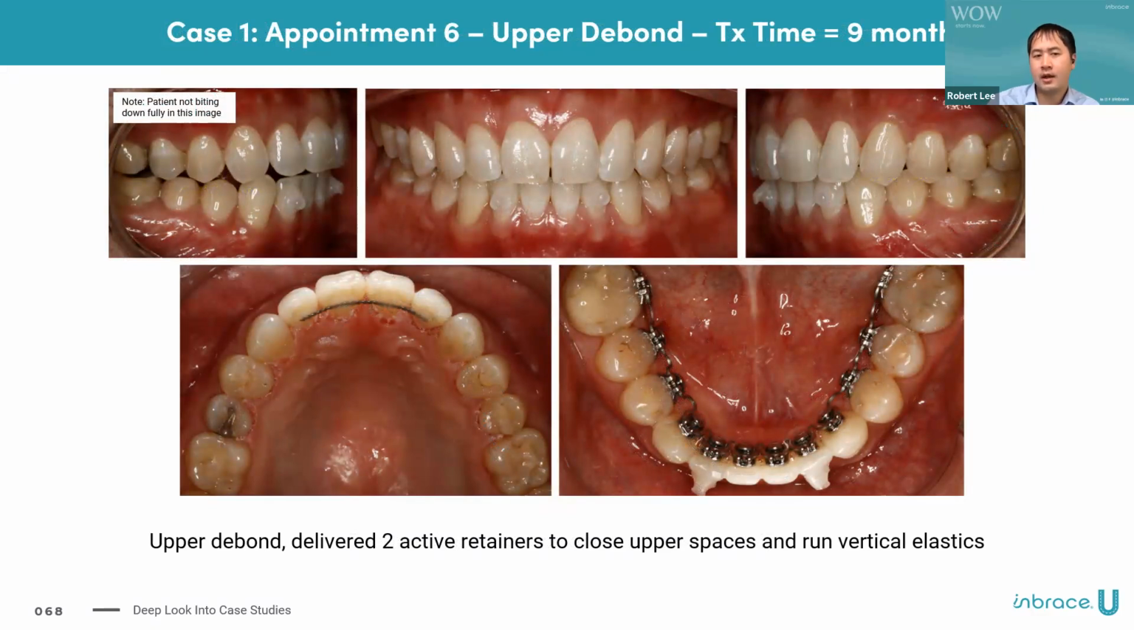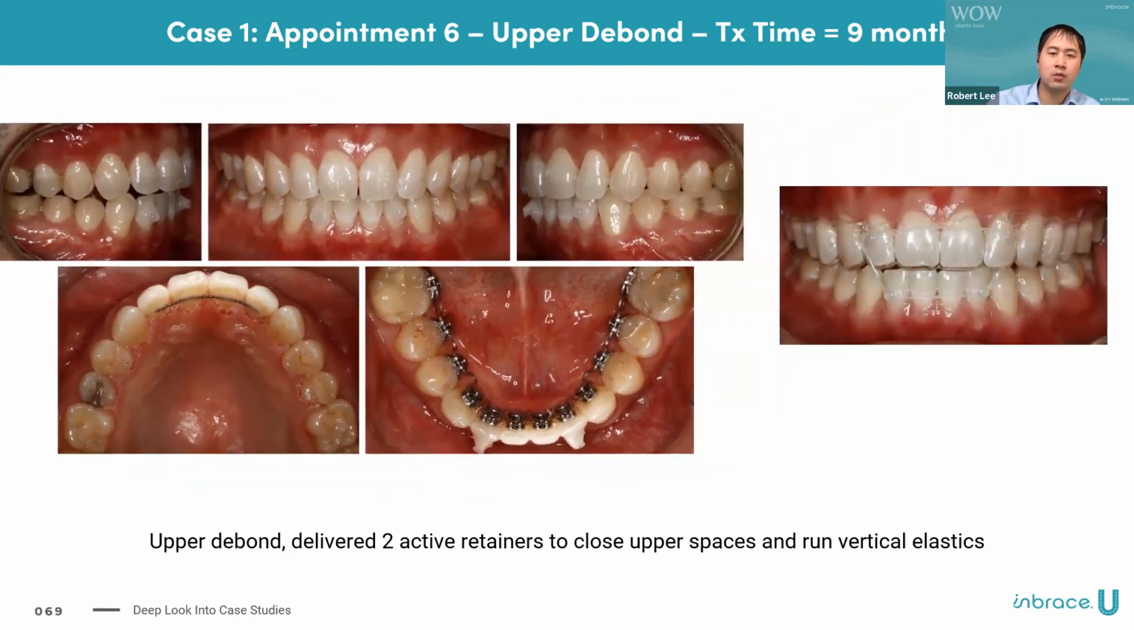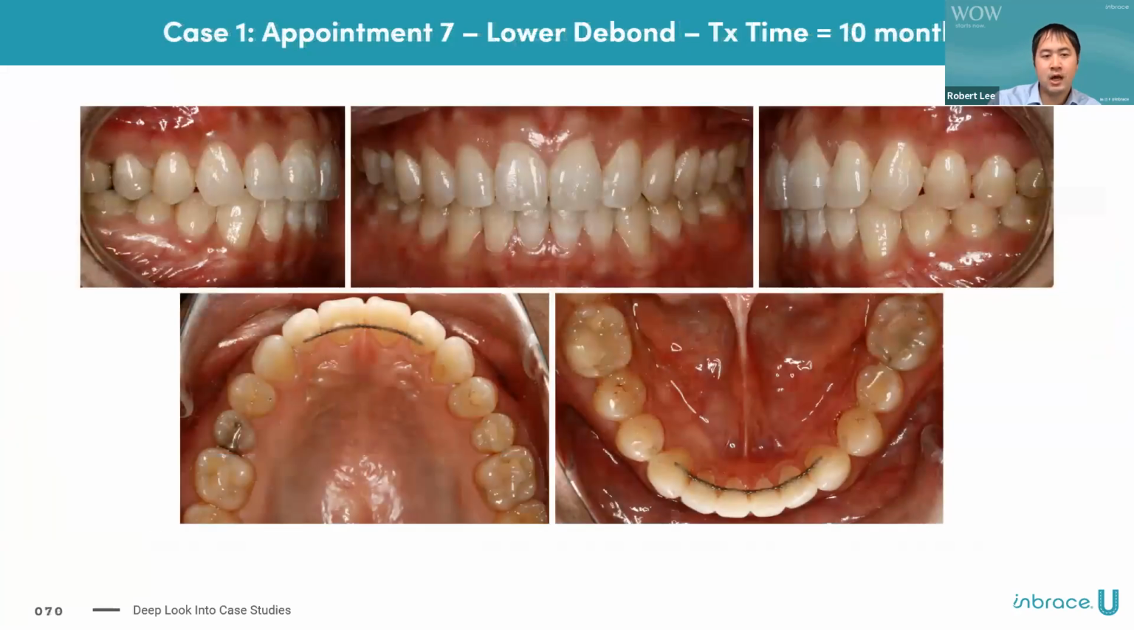And then I wanted to add a little bit more overbite still. And he was starting to bite on the upper brackets. So we debonded the upper, and then we just delivered 2 active retainers to close the upper spaces and run some vertical elastics. So here's the active retainer where we added some cutouts to the upper 2, so you can run some anterior vertical elastics at nighttime. And there was some space closing built into that upper left 5 and 6 area. So just 2 active retainers. We also added a fixed retainer to hold the upper 2 to 2 in place, because he was just wearing the active retainers at nighttime.